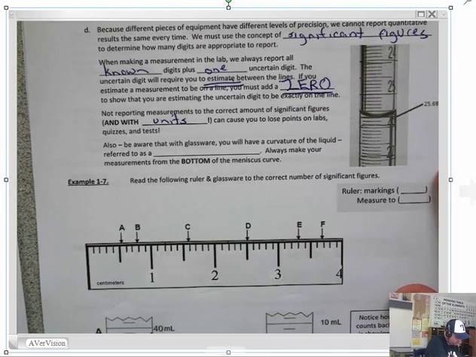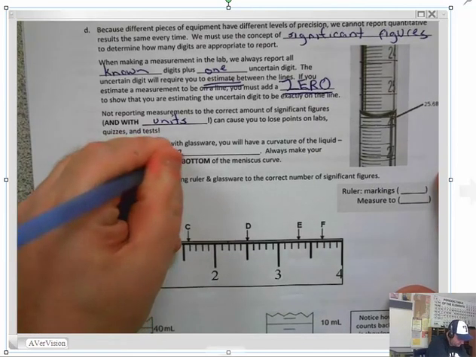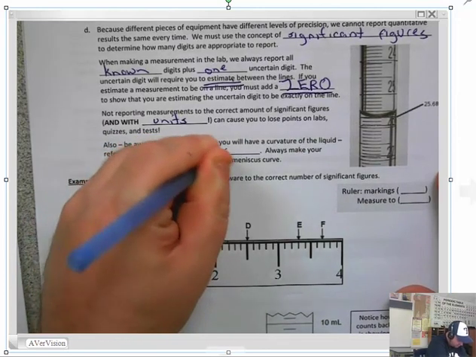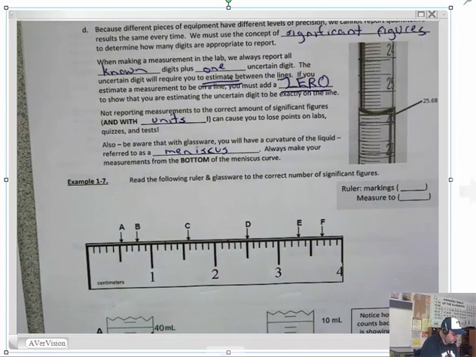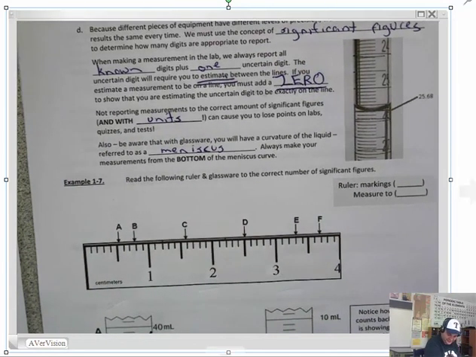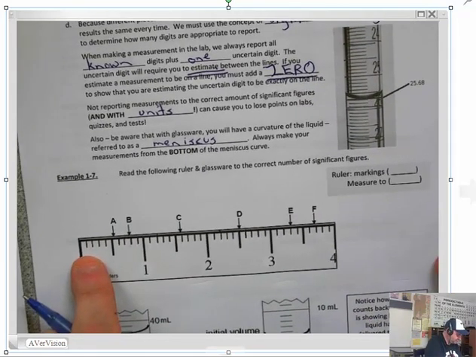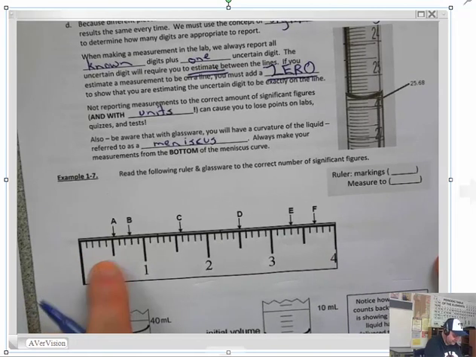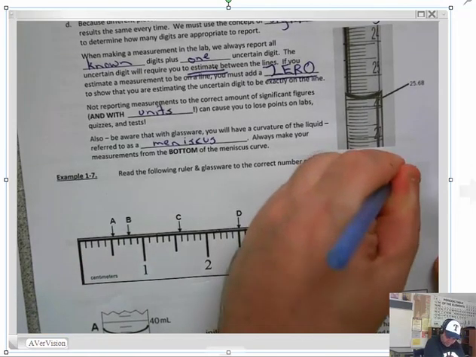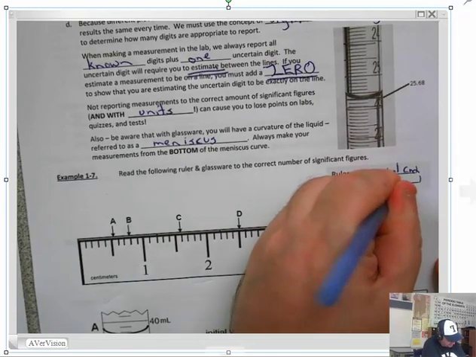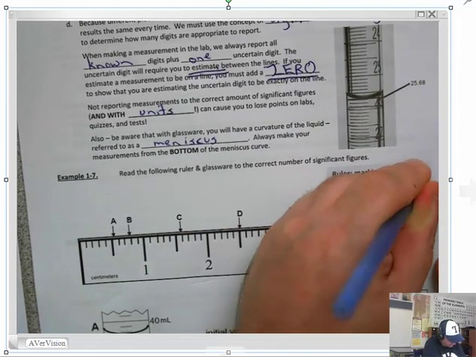Also be aware of the glassware, the curvature of the liquid, referred to as the meniscus. And you measure at the bottom here. Read the following ruler and glassware to the correct number of significant figures. First of all, this ruler goes by tenths here. So you can see this is 0.1, 0.2, 0.3, 0.4, 0.5, right? So the markings are 0.1 centimeters, which means you must measure to the hundredths place.